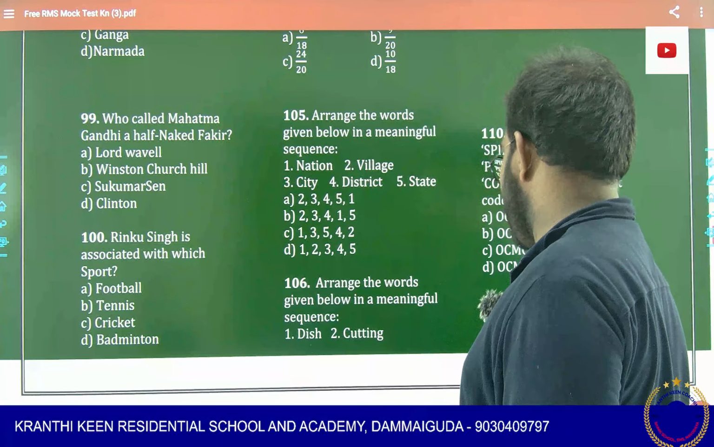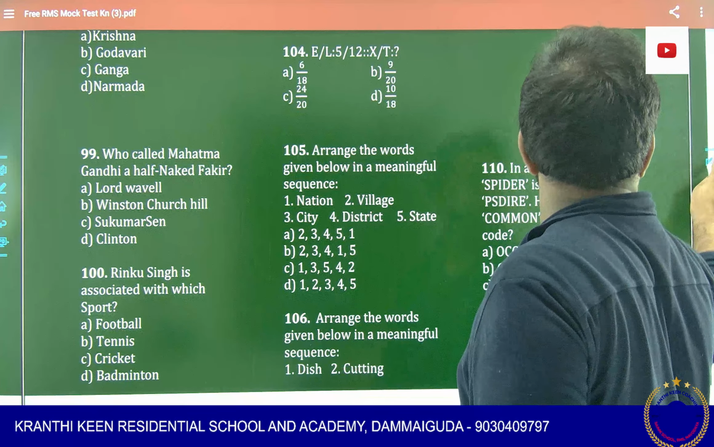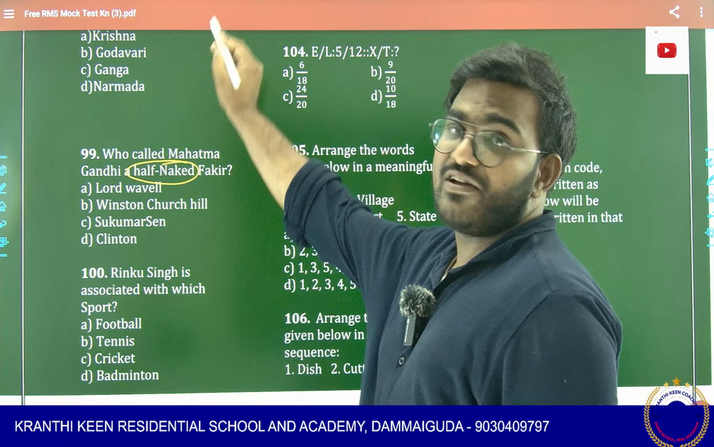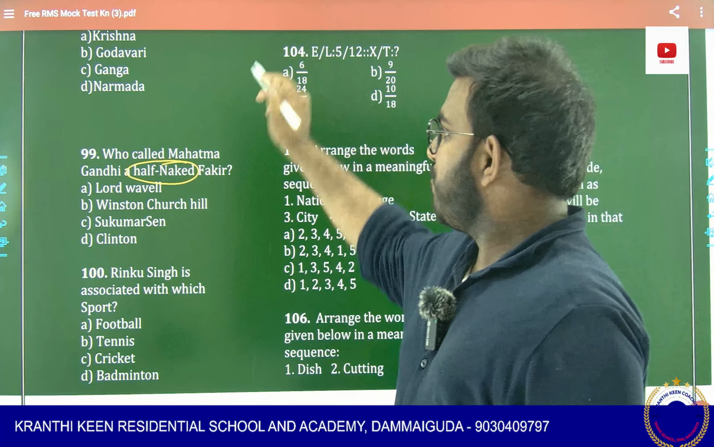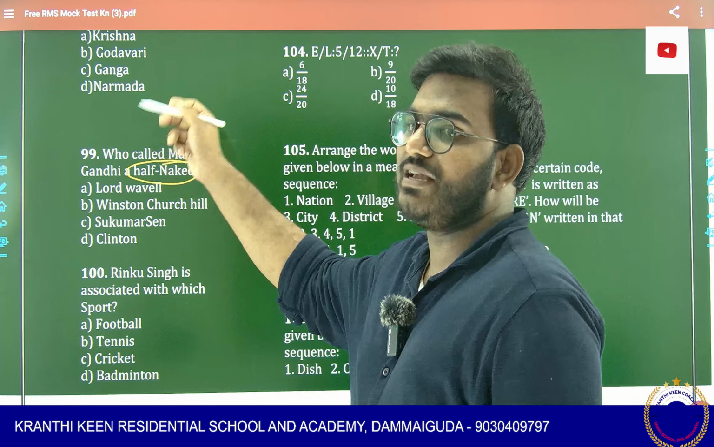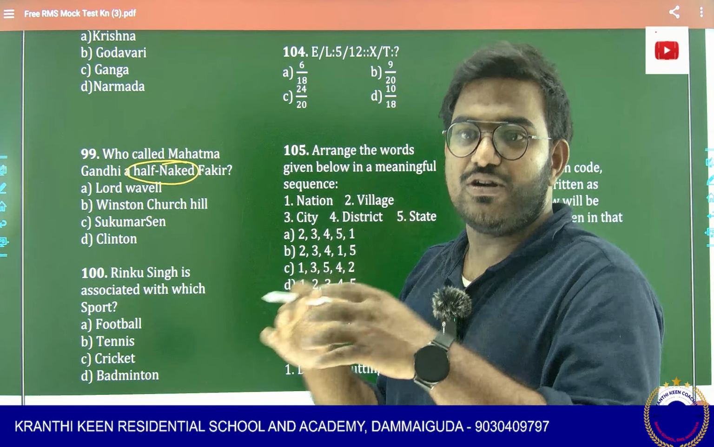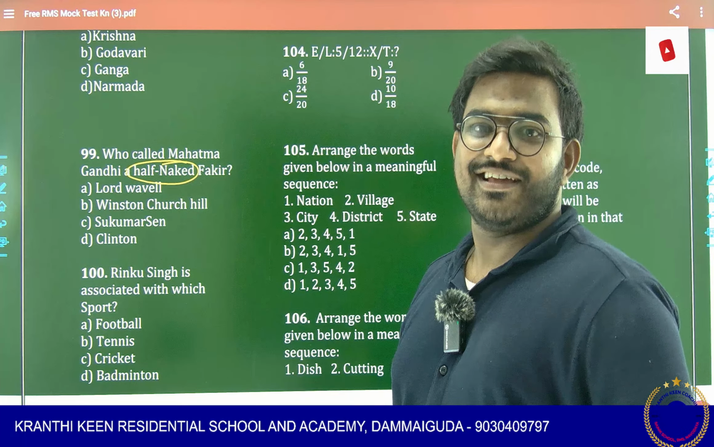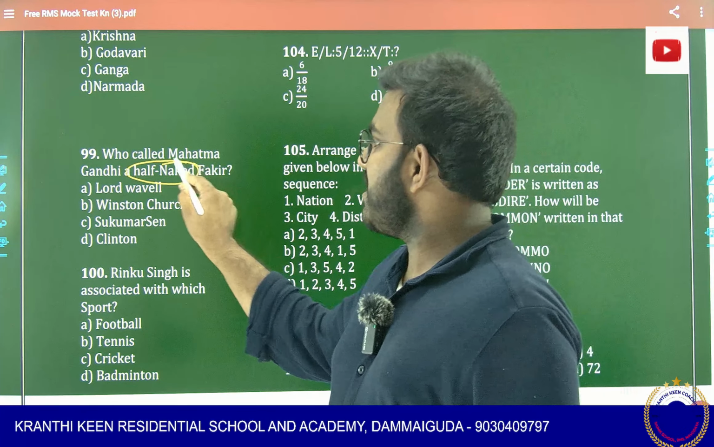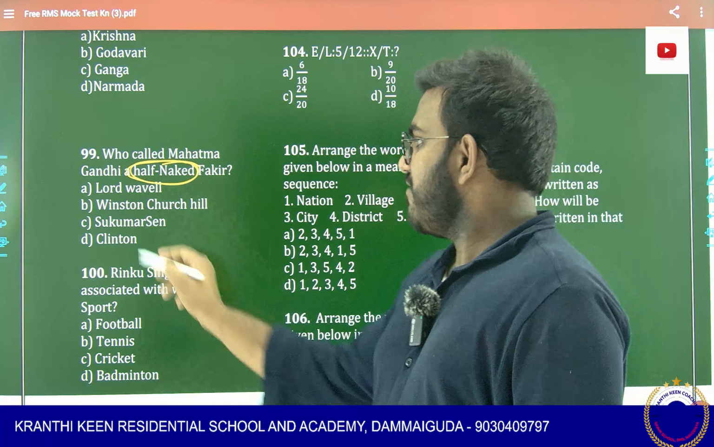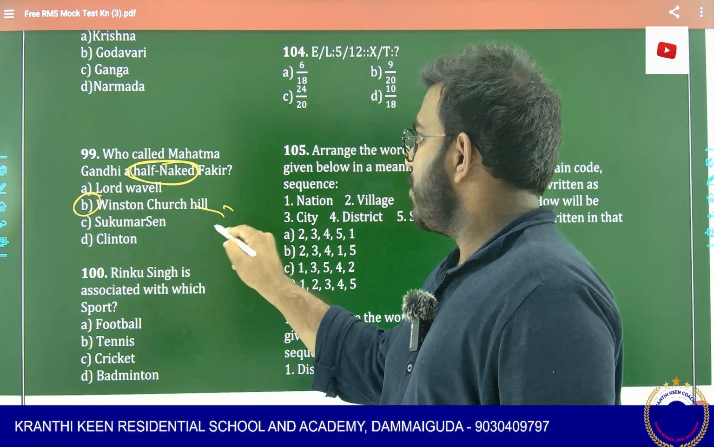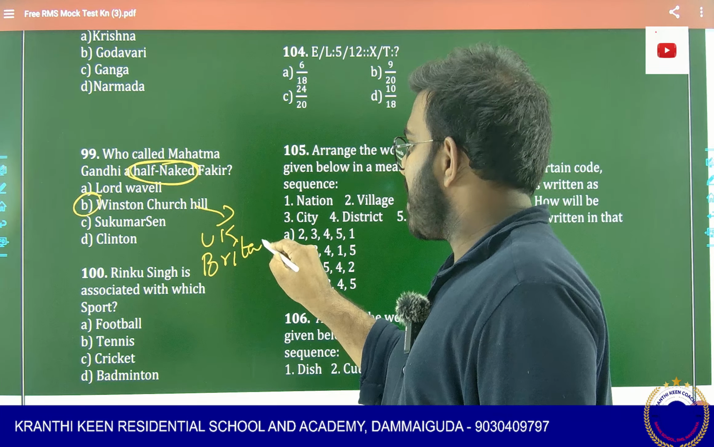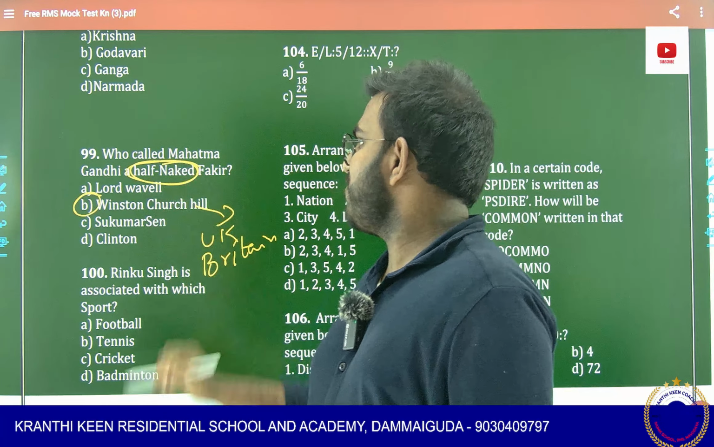Who called Mahatma Gandhi a half-naked fakir? Half-naked fakir means every time you saw photographs of Mahatma Gandhi, he seems to be without a shirt. He is having only a dhoti. So that's why he was called a half-naked fakir. Winston Churchill, the Prime Minister of the United Kingdom or Britain, called Mahatma Gandhi a half-naked fakir.